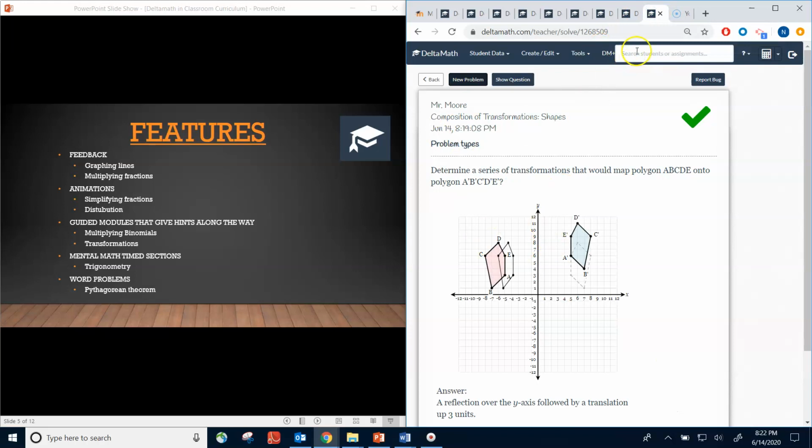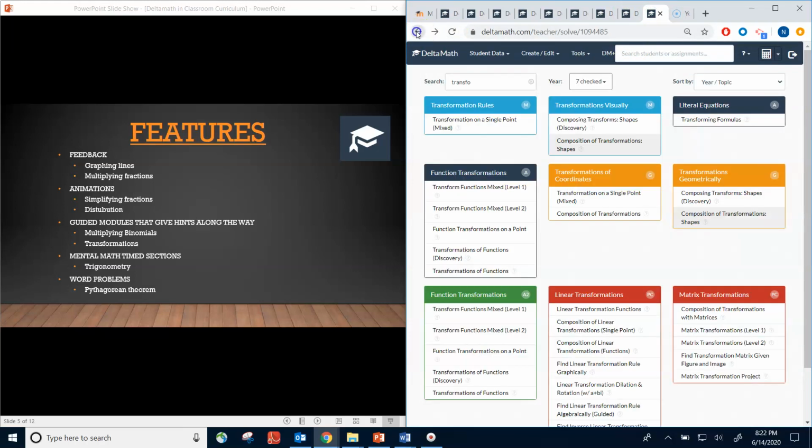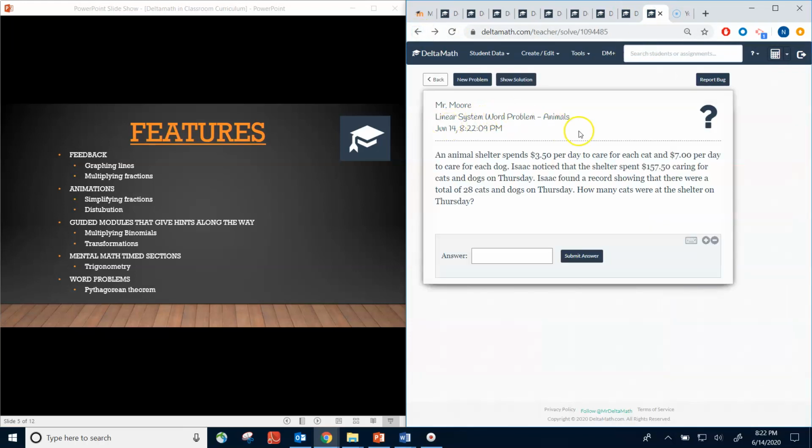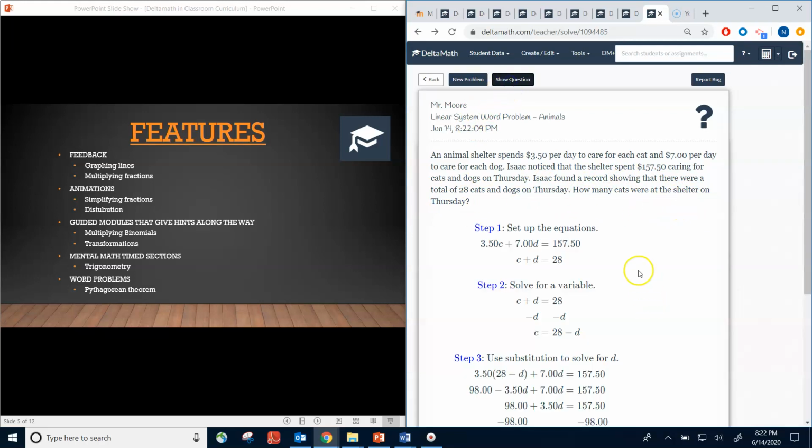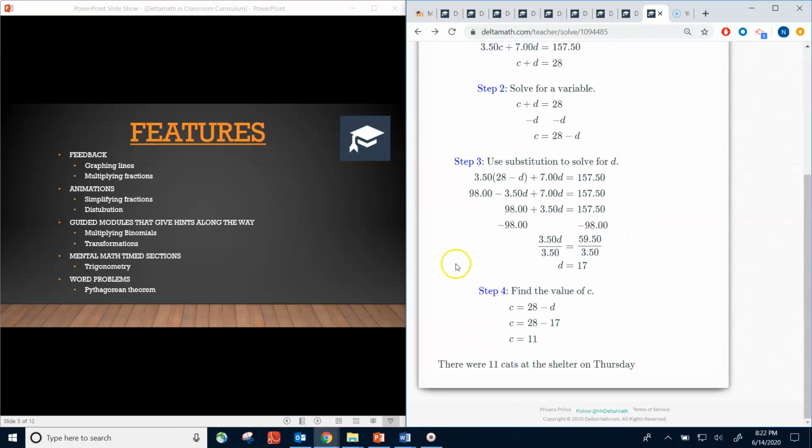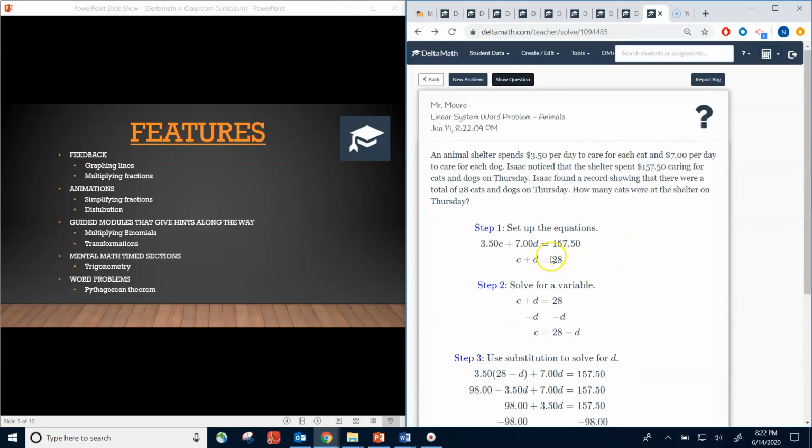Additionally, there was one more I wanted to find. Where was it? Here, linear system word problems, animals. An animal shelter spends $3.50 per day to care for each cat and $70 per day for each dog. Isaac noticed that the shelter spent $157.50 caring for cats and dogs on Thursday. Isaac found a record showing that there were a total of 28 cats and dogs on Thursday. How many cats were in the shelter on Thursday? So, we'll give them step-by-step process on trying to solve those linear equations. So, this just shows the versatility of this program.